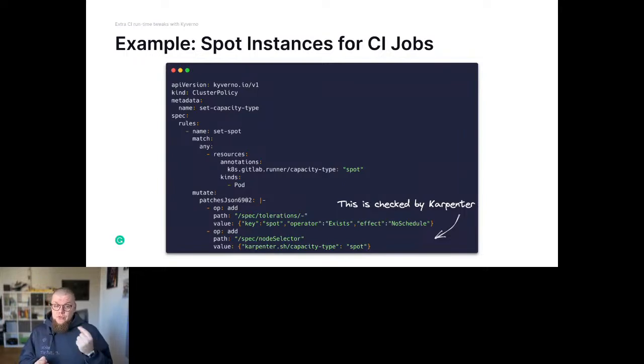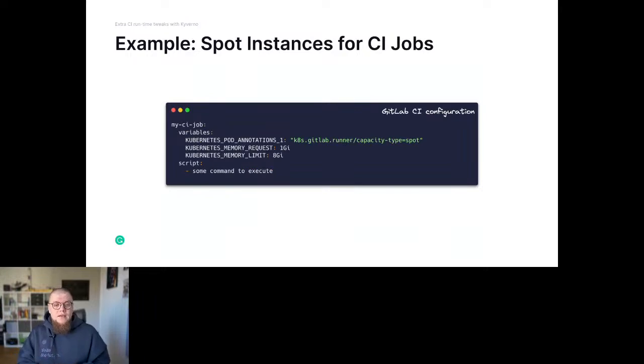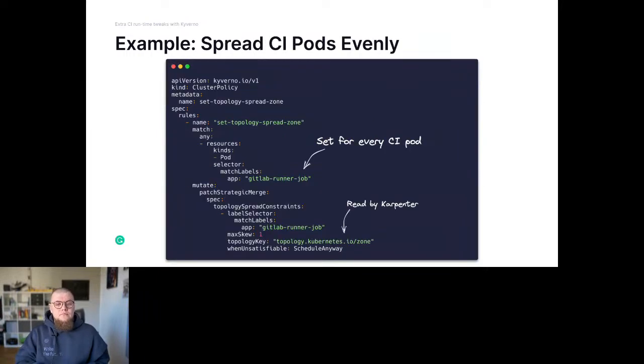And when it gets to scheduling, Karpenter processes added fields respectively, and the pod gets placed onto the spot instance. And again, it is much simpler for users. They only need to add that annotation explicitly in the job config if they want to run a CI job on a spot instance. Another example is the even spread of pods across availability zones.